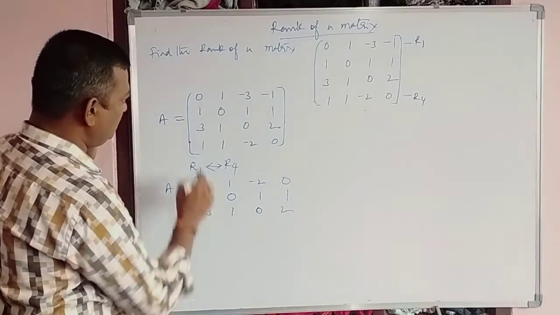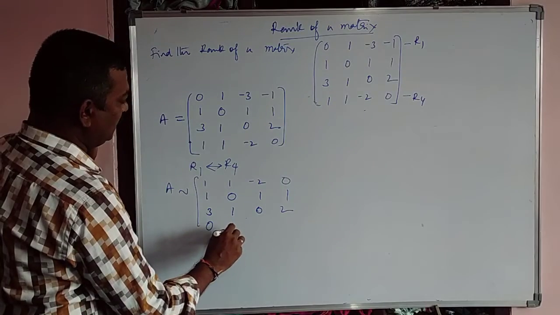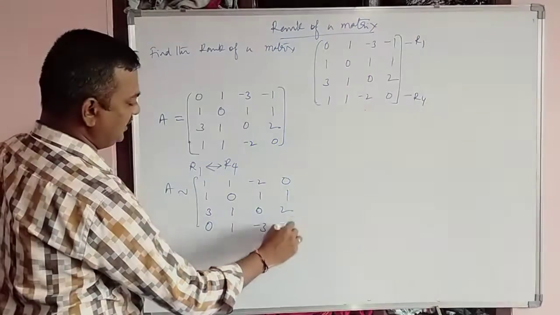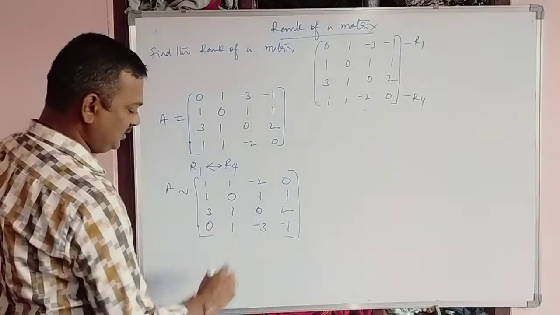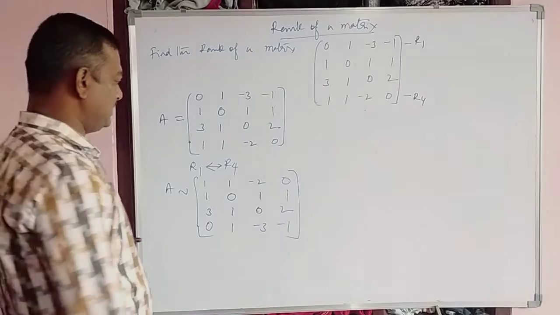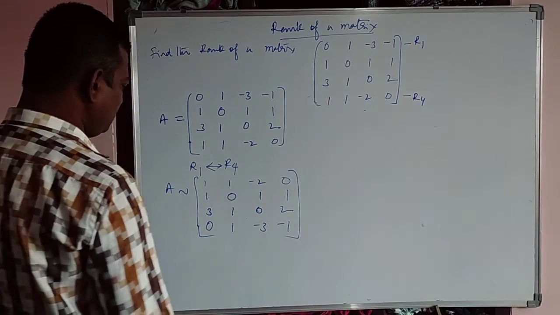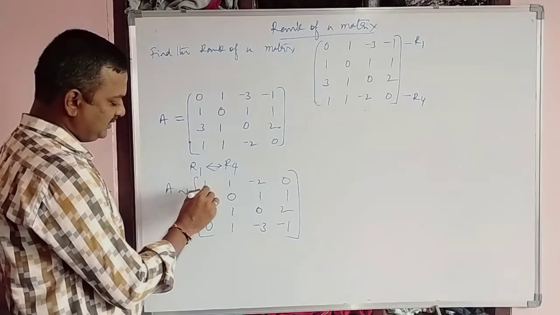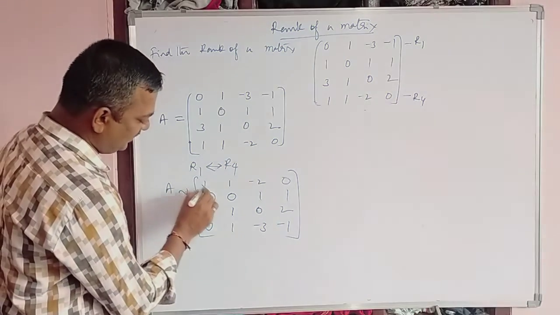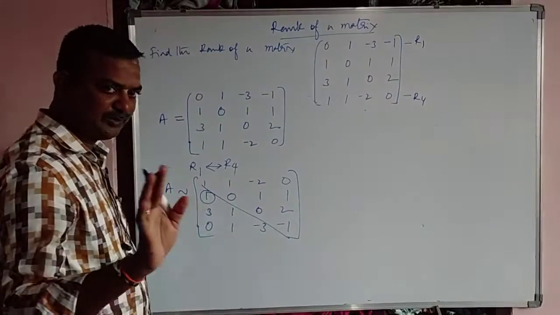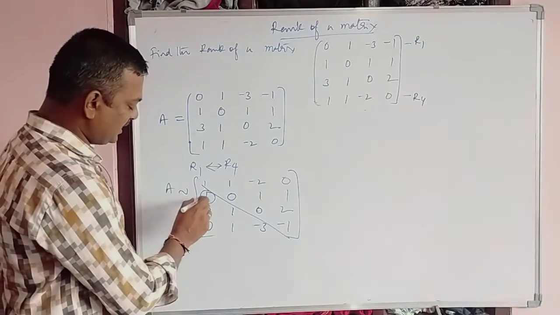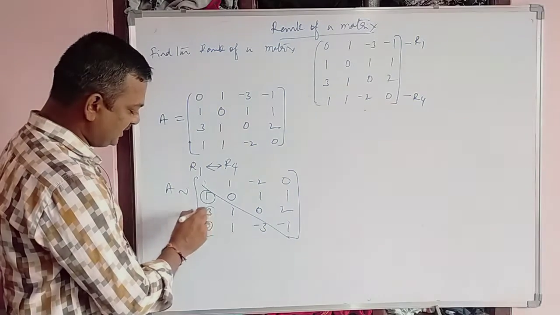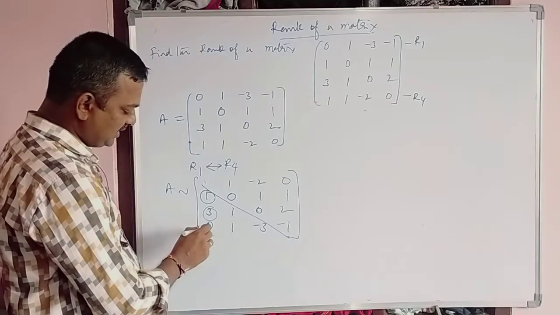Next, 0, 1, minus 3, minus 1. Okay, now it's clear, students. Now observe. What I am going to do is make this element 0. I told you already, the elements below the diagonal I am going to make 0. So first I am going to make this element 0 and this element 0. This one is already 0.